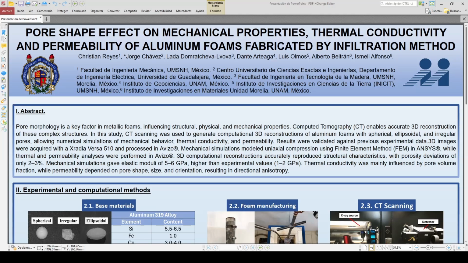So with this in mind, the objective of this study was to use different space holders with different morphologies to manufacture aluminum foams. And once we had the foams, analyze the effect of using these different morphologies on properties like mechanical properties, thermal conductivity, and permeability. This was done by using microtomography for generating 3D reconstructions of experimental foams, and then we performed some computational simulations to measure the effect of the morphology over these mentioned properties.